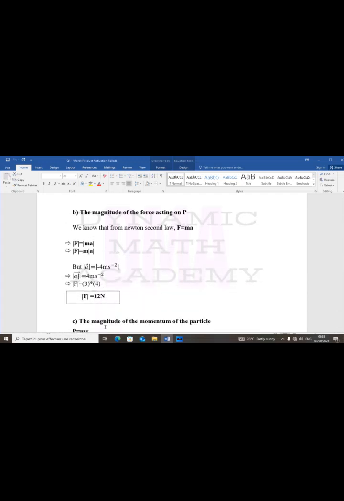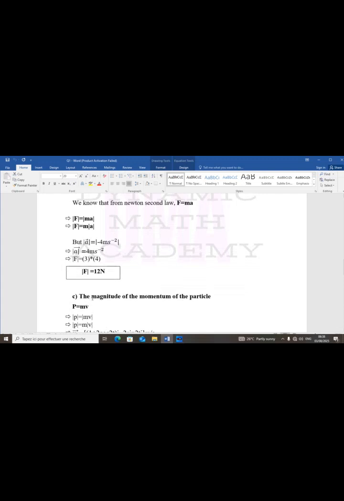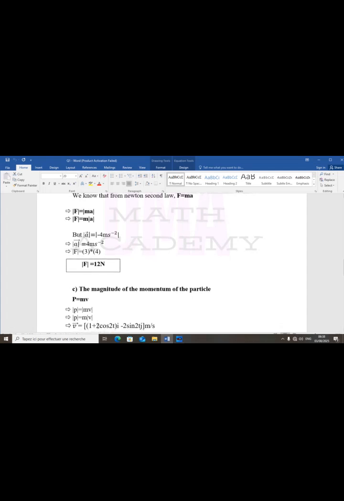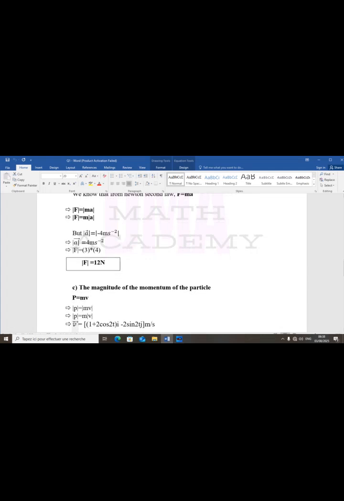So for the C part, we're equally asked to look for the magnitude of the momentum of the particle. Now we know that momentum is equal to mass times velocity. The mass is constant, so it's not going to change anything. So we are now going to look for the velocity when t equals pi on 2. Remember, this is our velocity that we had after differentiating the displacement: 1 plus 2 equals 2ti minus 2 sine 2tj meters per second. This is actually what we had.